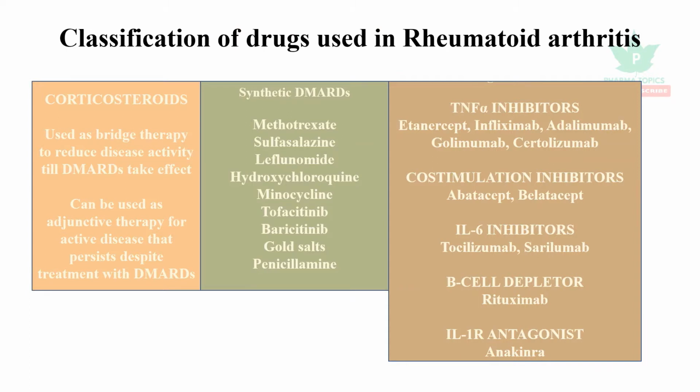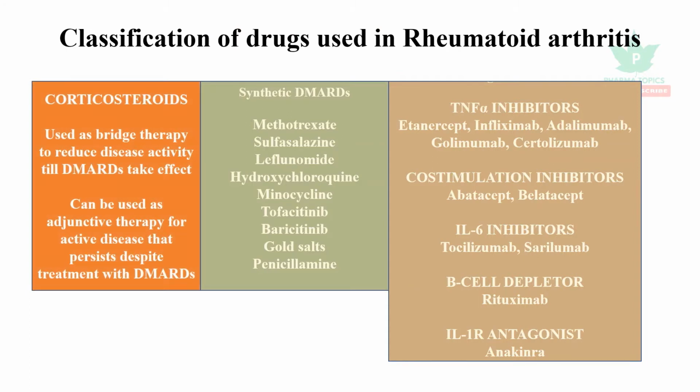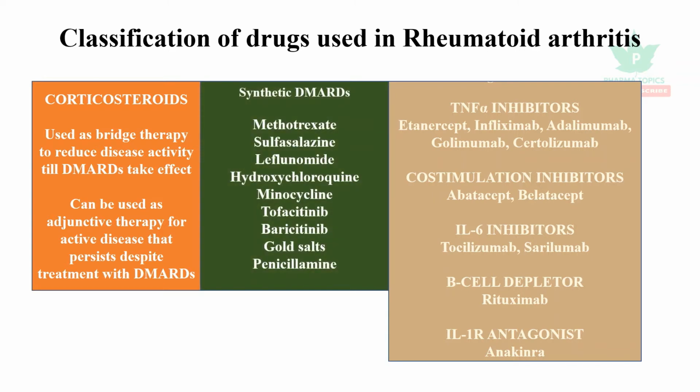Let us see how these drugs are classified. The first one is corticosteroids. They are not the main therapy, but they are used as a bridge therapy, because it takes a longer time to get the effect established for the disease-modifying anti-rheumatic drugs. Till that time, the steroids could be used, and they can be used as add-on therapy with the disease-modifying anti-rheumatic drugs. In the disease modifying anti-rheumatic drugs, there are two categories.